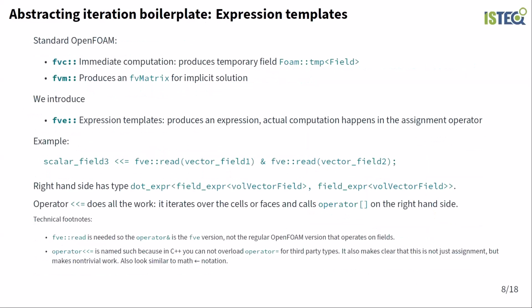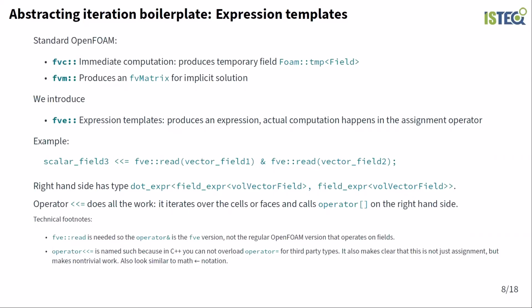And we can do better by using expression templates. So in standard OpenFOAM, there is an FVC namespace where every operation produces a temporary field. And there is an FEM namespace where it produces a matrix for implicit computation. Now we introduce another thing, FVE, finite volume expression, where each operator and each function produces an expression. The construction of the expression itself is very lightweight, but computation itself happens in this operator arrow, which runs the loop and drives all this expression.